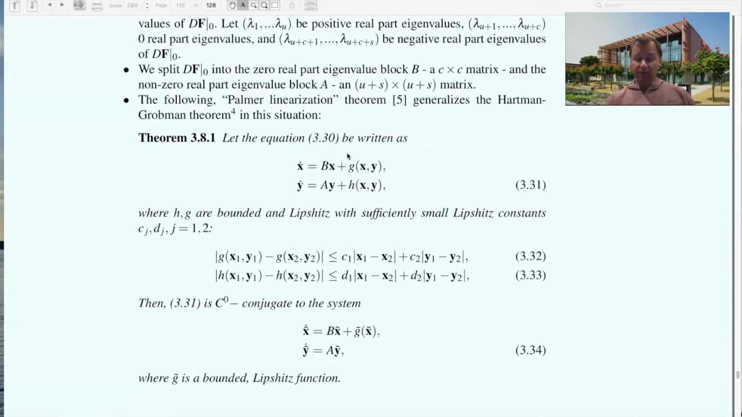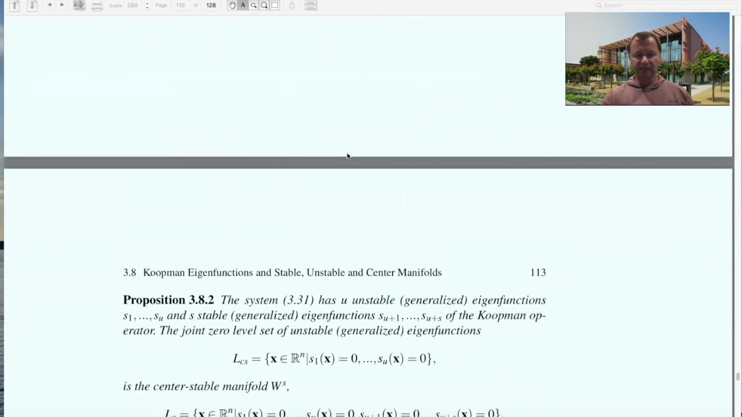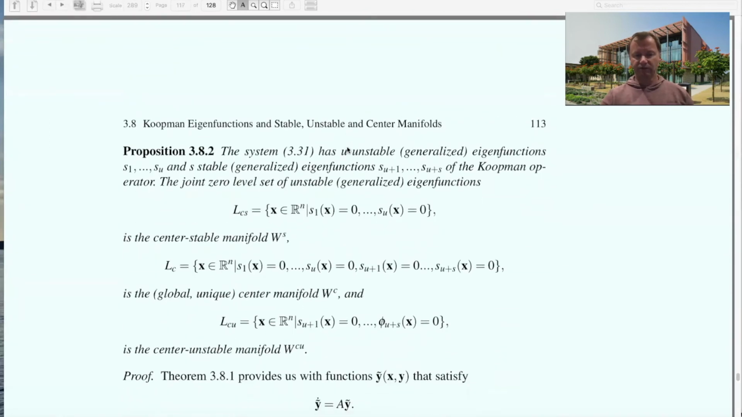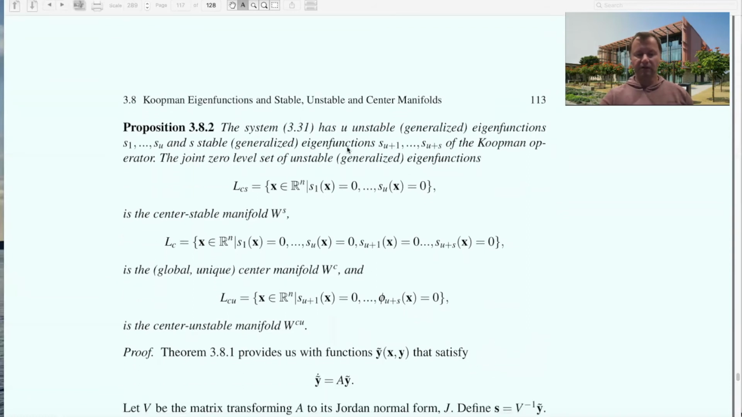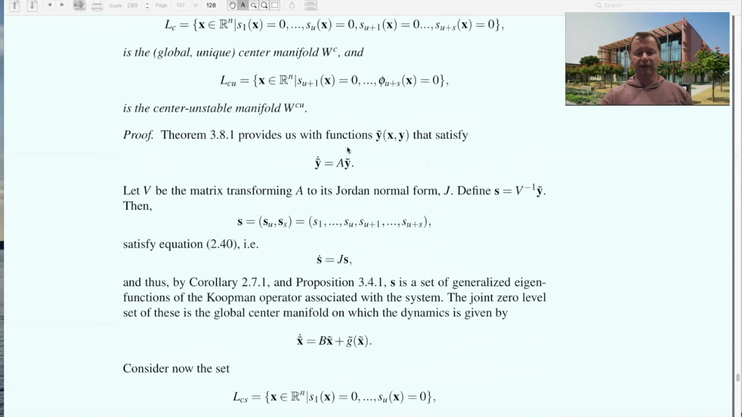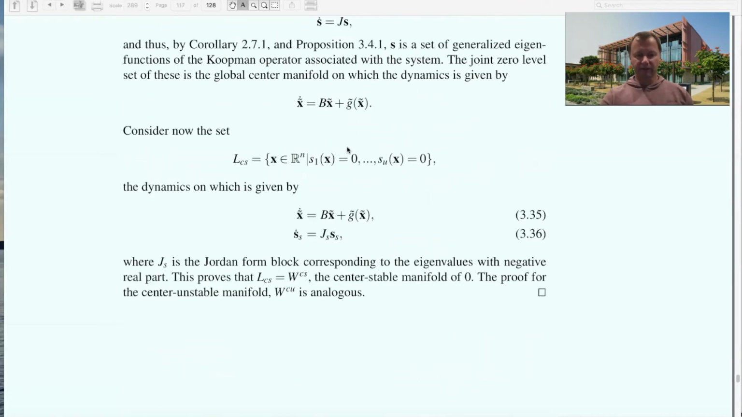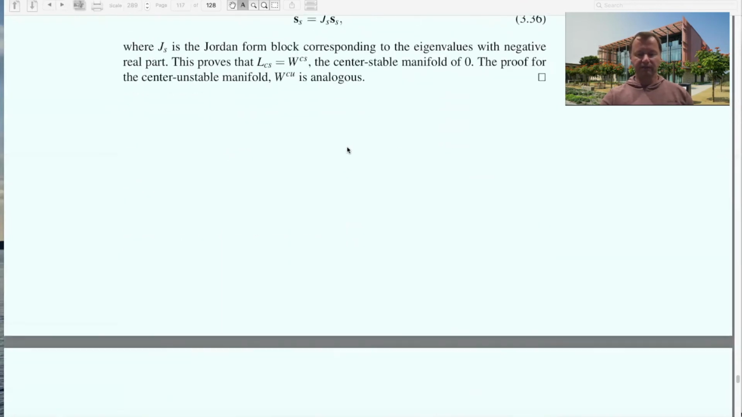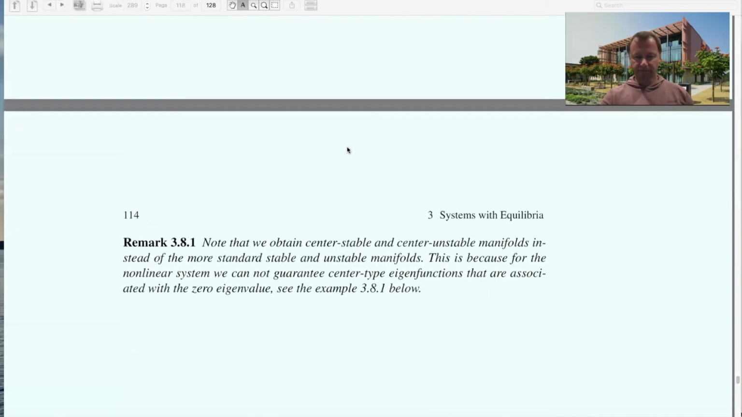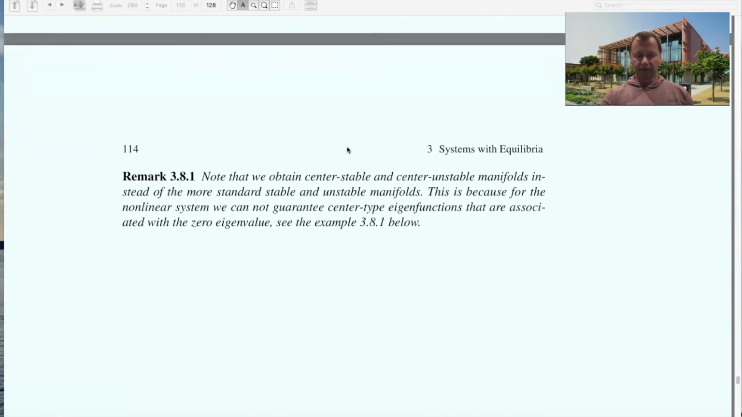In this case, the equilibrium does not have to be a stable equilibrium. It can have unstable and center directions. And we see that the key invariant manifolds, the center manifold, the center stable, and the center unstable manifold, are obtained as zero-level sets of Koopman eigenfunctions. And that's really the main message of this theorem.